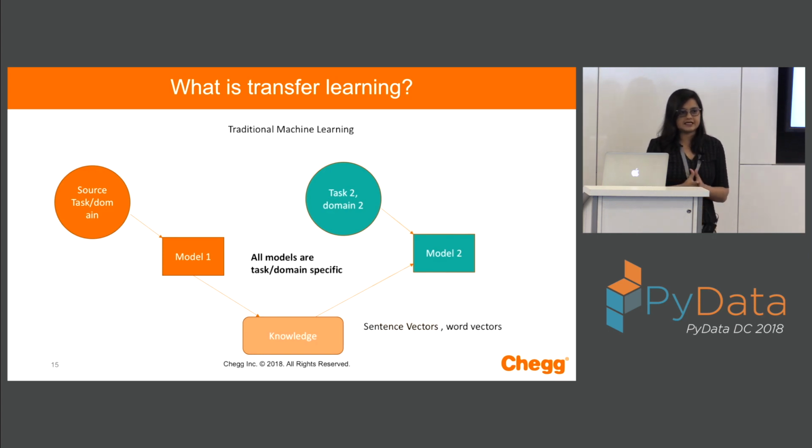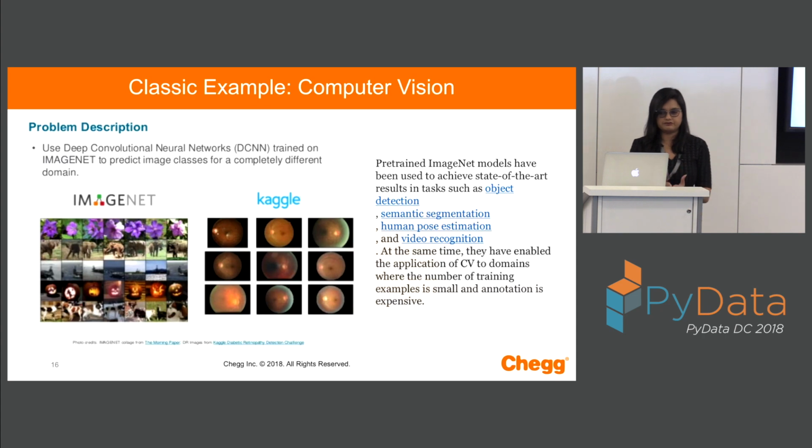A classic example of transfer learning is computer vision. In computer vision, transfer learning has been used in much detail for a while now, especially the ImageNet models, which probably started coming up a few years ago.